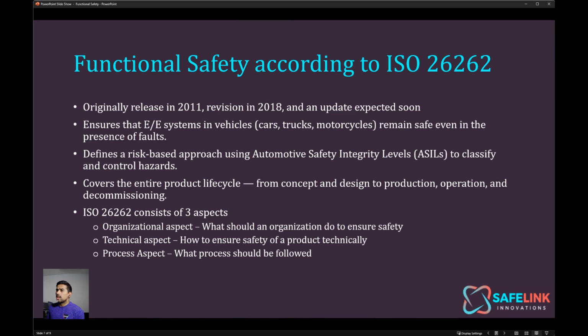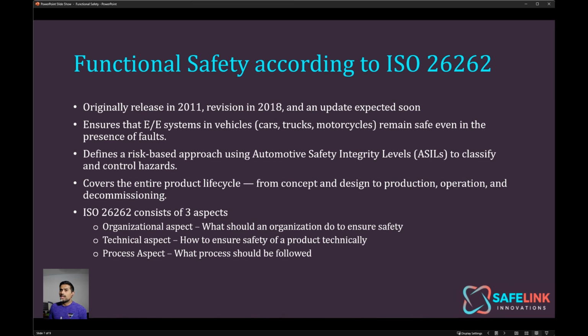ISO 26262 ensures that EE systems in vehicles, which are cars, trucks, and motorcycles, are safe even in the presence of faults. Now, ISO 26262 talks only about EE systems, which is electronic components. It does not talk about completely purely mechanical and hydraulic systems. So it's only confined to EE systems.